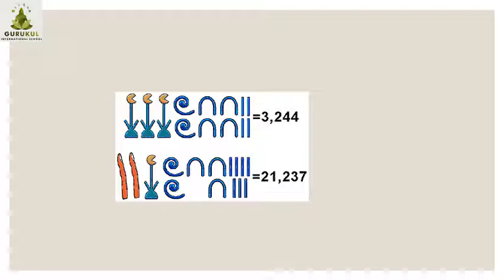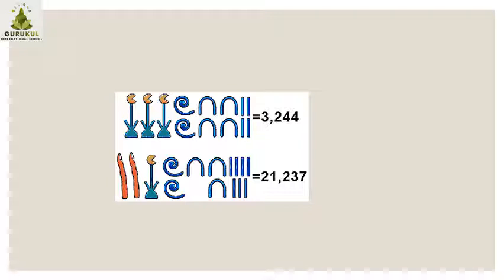So this is 40. Then last, at the unit place there is 4. So 1, 2, 3, 4, because 1 is equal to 1 standing line. So there are 4 standing lines at the unit place. So this number becomes 3244. Okay. The next number is a 5-digit number.